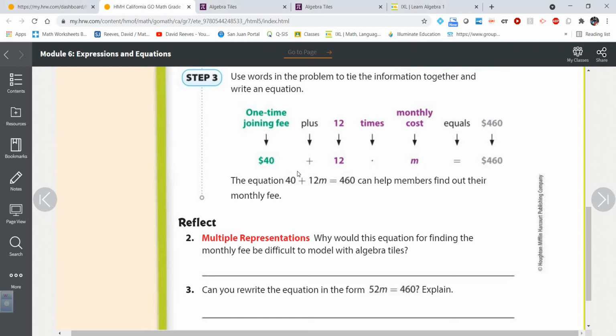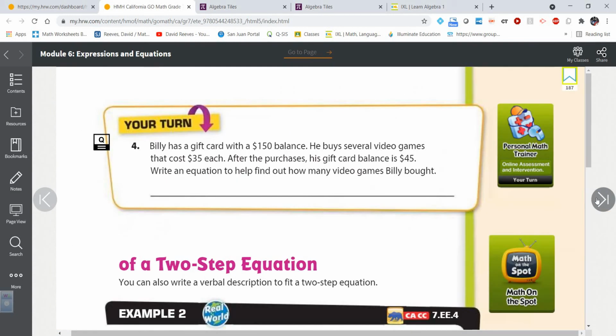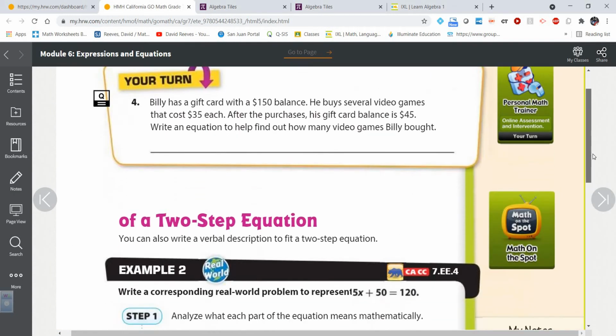Of course, to solve this, we would subtract that 40 away, and then we would divide by 12, but they're not asking us to solve it. Okay, so let's take a look at this one right here.